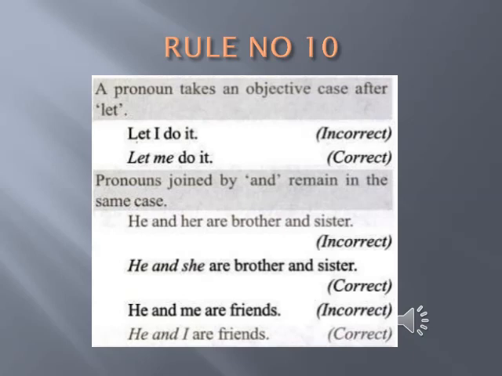Pronouns joined by and remain in the same case. He and her are brother and sister. So what comes before the verb is the subject. So you have to use those pronouns in the subjective case only. He and she are brother and sister. What comes after the verb? It's an objective case. He and me are friends. Wrong. He and I are friends.